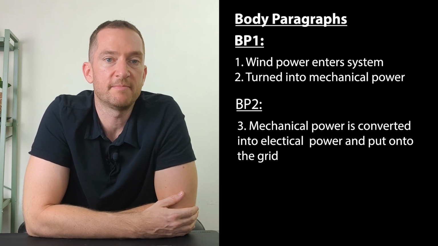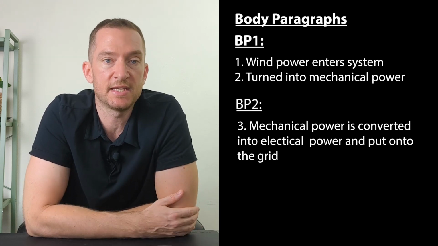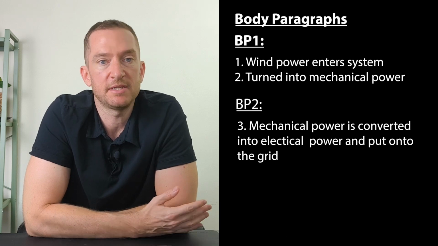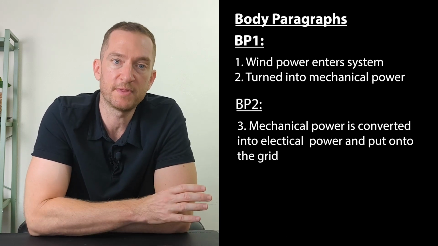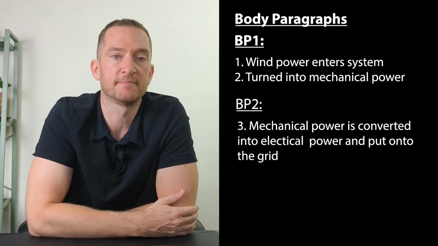Of course, you could think about the third stage as in fact 2 stages, the stage of converting into electrical power and then putting this power onto the grid, but it doesn't really matter. The point is we've found a way to successfully group the information, the process, into 2 paragraphs. So now at this point, we need to describe the process in as much detail as possible in each of these body paragraphs. Let's look at a model for body paragraph 1.